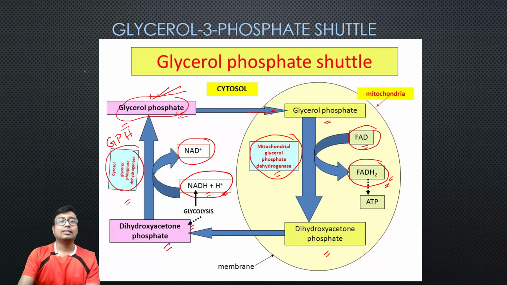So remember, NADH shunted through the glycerol phosphate shuttle forms 2 ATP, because when FADH2 enters the electron transport chain, it produces 1 ATP at complex 3 and 1 ATP at complex 4.